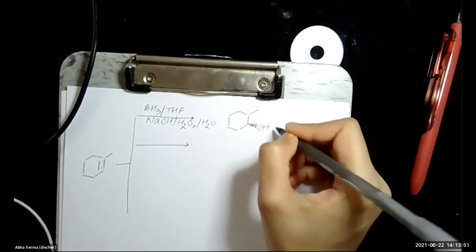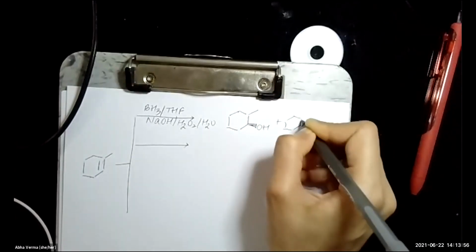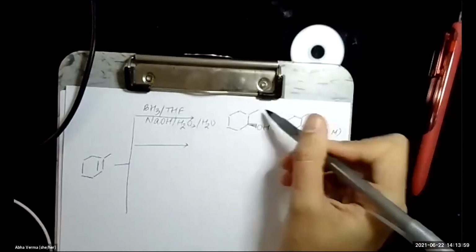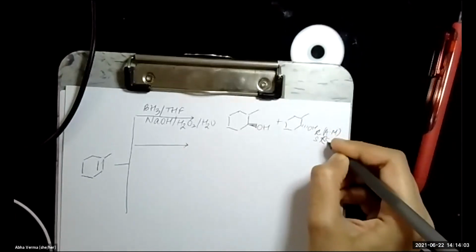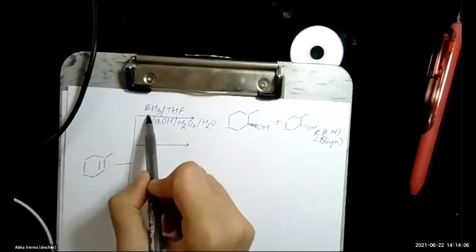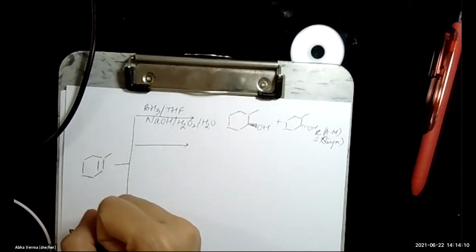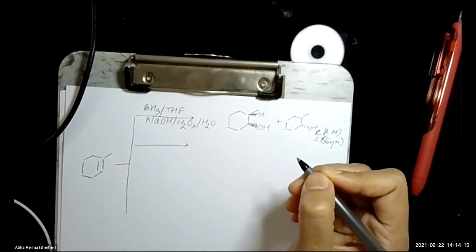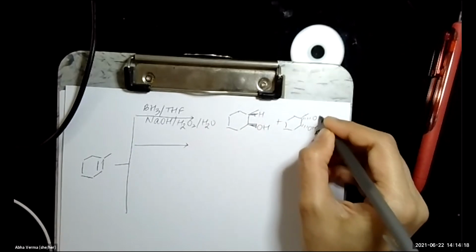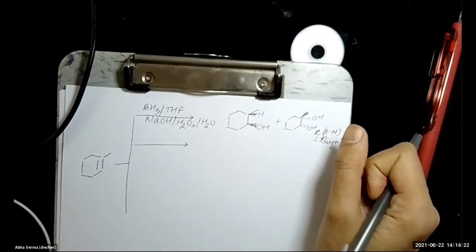Both enantiomers will form, this one and this one. And we don't know what is going to happen to this. There is a syn addition. When you do the hydroboration, you will always get the syn addition. Syn addition of what? OH and H. So you know what your stereochemistry of this reaction will be.